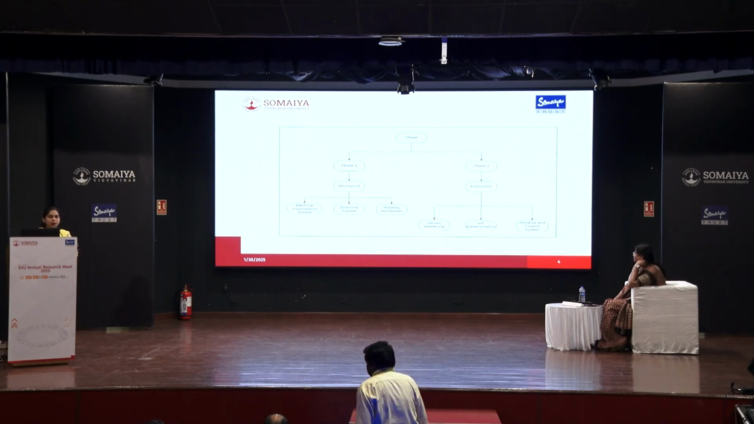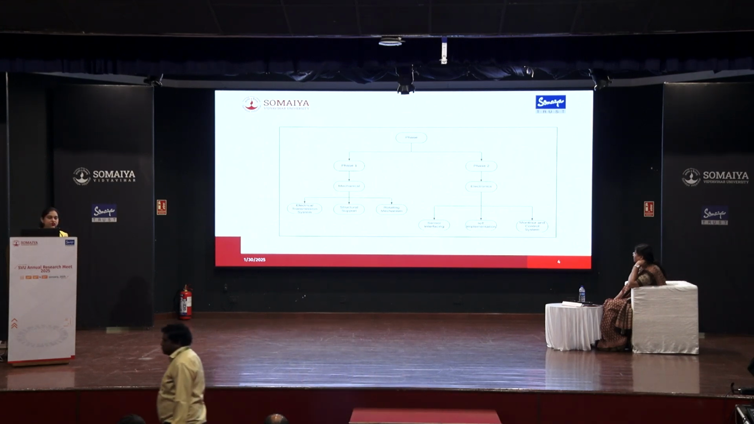We have divided the whole project into mainly two phases. Phase one is the mechanical development, and phase two is the development of the electronic part. The mechanical part includes the development of the transmission and the power system, structural support, along with the rotating mechanism of the whole system, which we are controlling with the help of a BLDC motor.